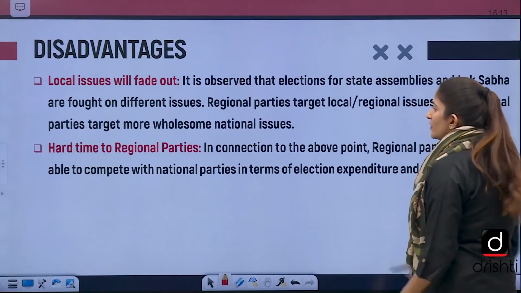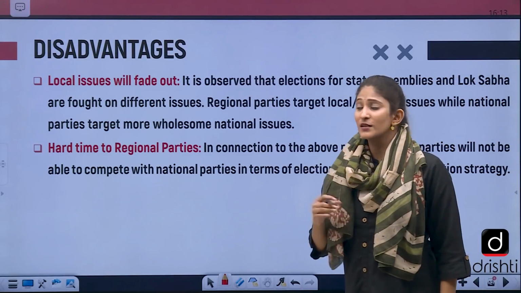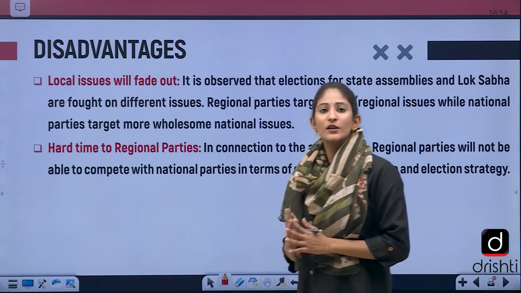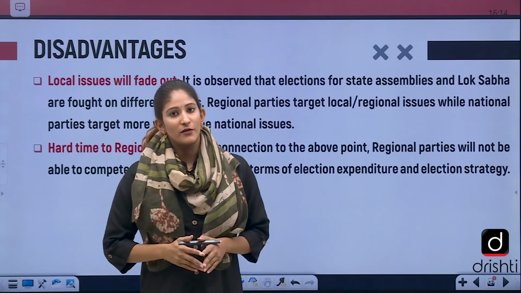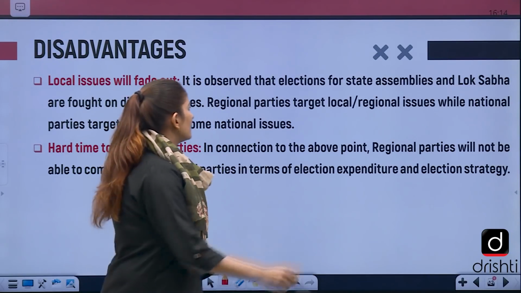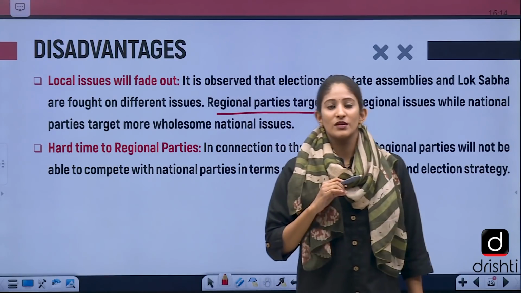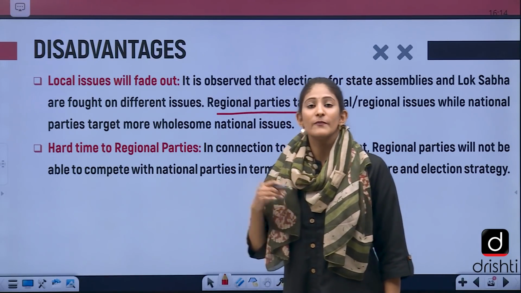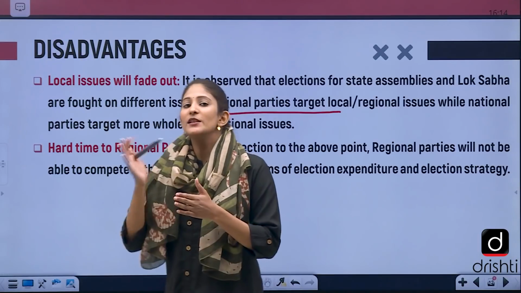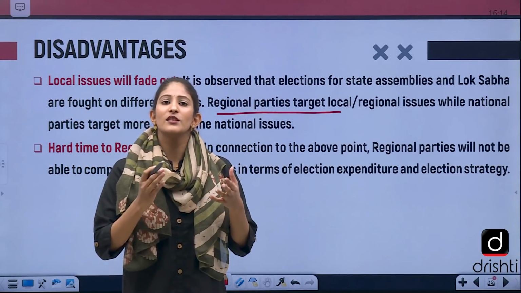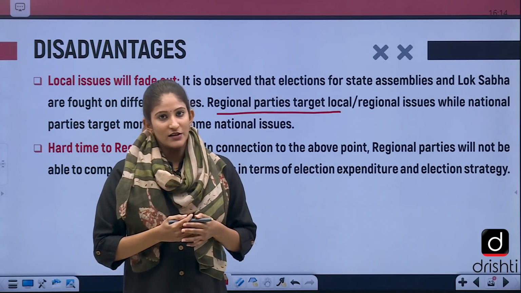Now let's talk about the disadvantages. First, local issues will fade out. A bigger picture is really good, but details should never be ignored. Regional parties target regional issues. They don't target national issues. So if simultaneous elections come into being, what will happen? National issues will overshadow regional issues.